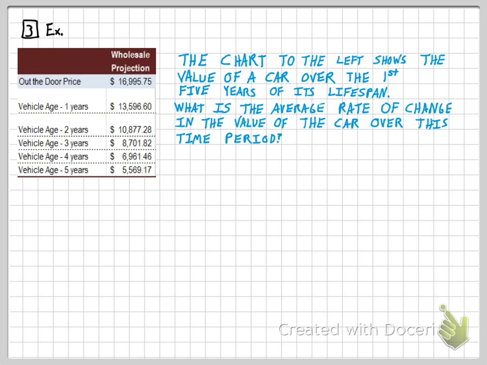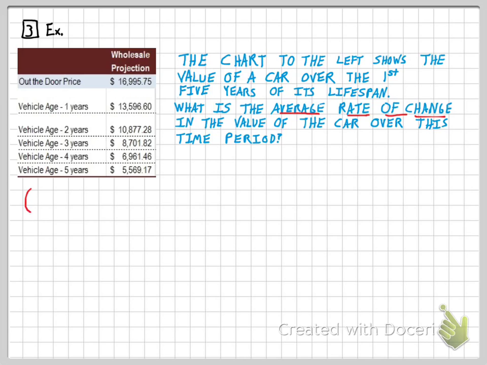Box 3, another example. This time the information is presented to us in a chart or a table, and what we have here is a car and its value over the first 5 years of its lifespan. As many of you might know, when you buy a car, it has a certain worth, and as it gets older and older, the worth tends to generally go down. Doesn't always go down by the same amount each year, but in this case it's asking us to figure out the average rate of change over the period in the table, which is a 5-year time span.